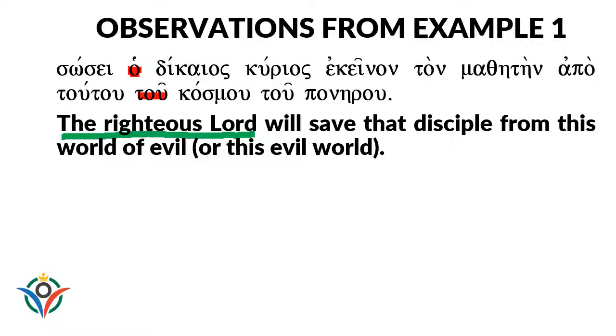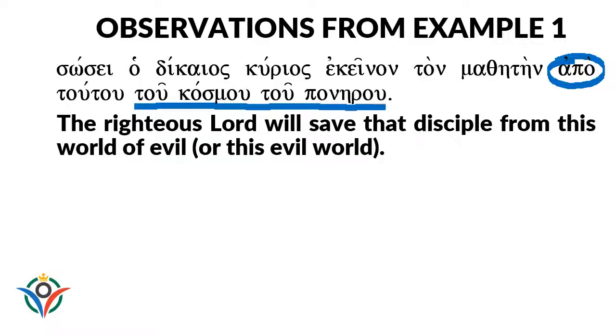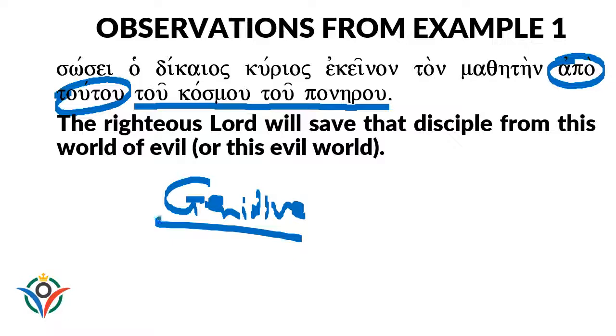Maybe one or two observations now regarding a few finer details of this verse. So let's look at our preposition here, which is huper. And huper takes its object in the genitive case, right? And that is why we have tou kosmou, tou paneiru, as well as the demonstrative pronoun toutou, all in the genitive case. All right, and that you need to just pay attention to. All right, so Greek has certain rules and it doesn't break those rules.